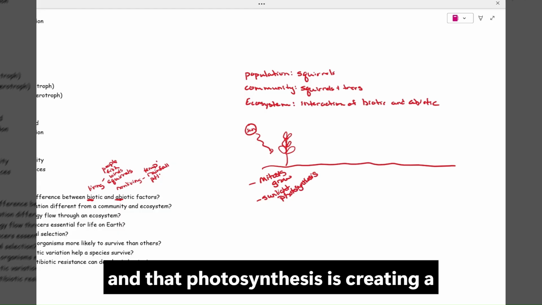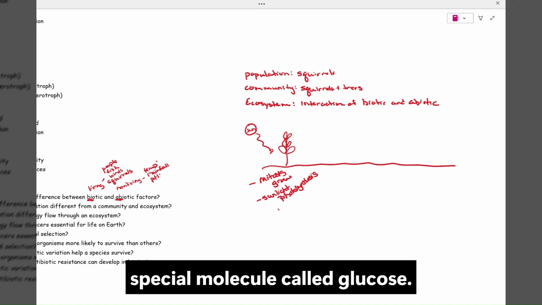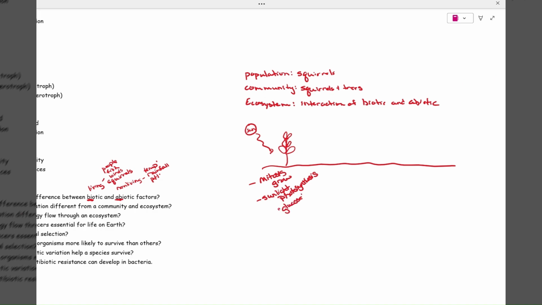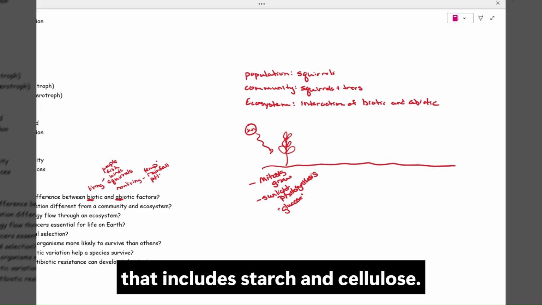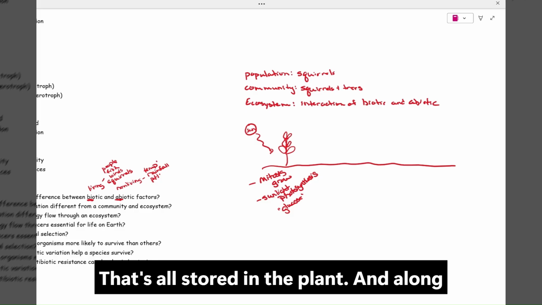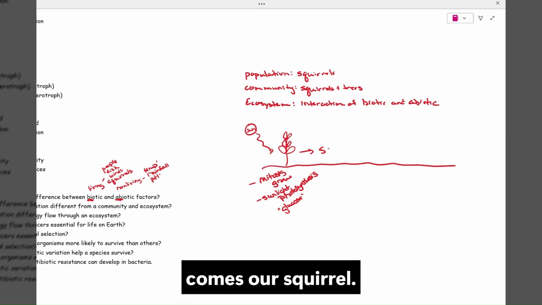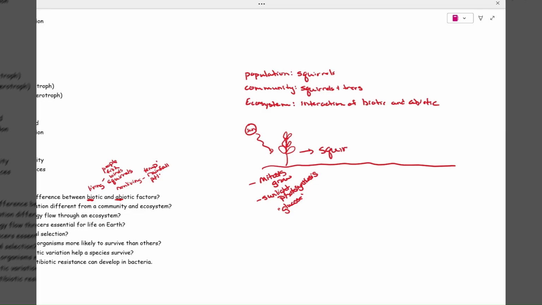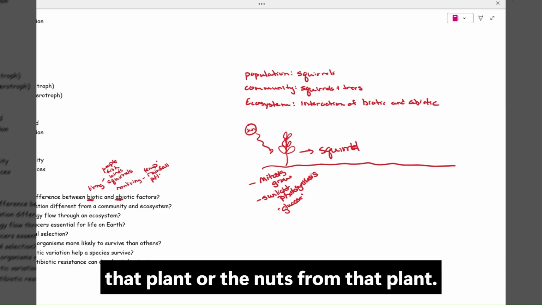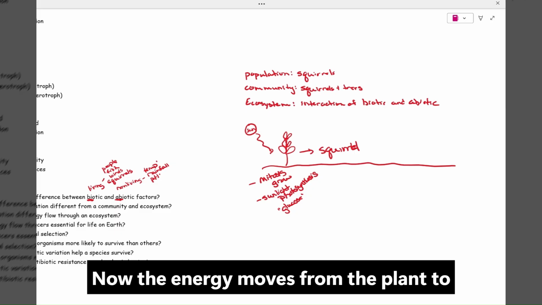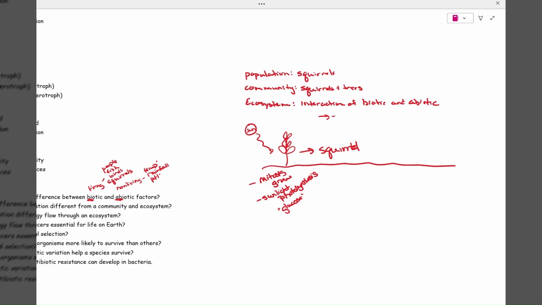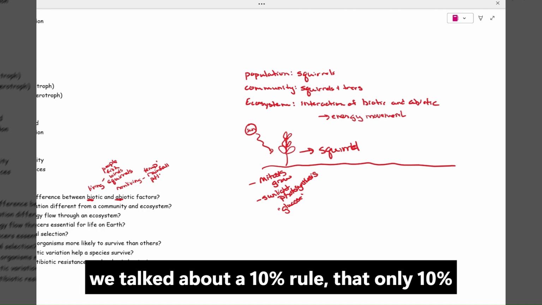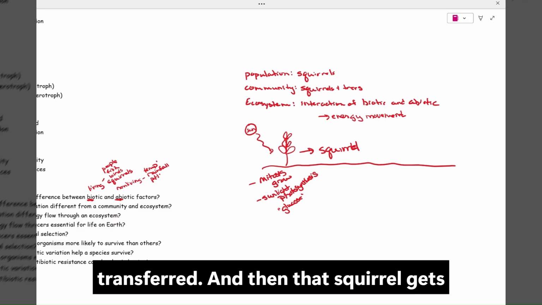And that photosynthesis is creating a special molecule called glucose. Large molecules are made when you add glucose to a glucose to a glucose, and that includes starch and cellulose. That's all stored in the plant. And along comes our squirrel. Our squirrel consumes that plant or the nuts from that plant. Now the energy moves from the plant to the squirrel. So the arrows show energy. And we talked about a 10% rule, that only 10% of what's available actually gets transferred.